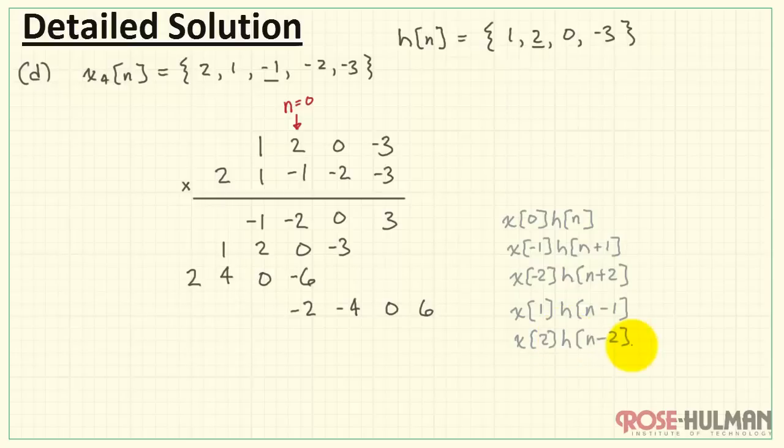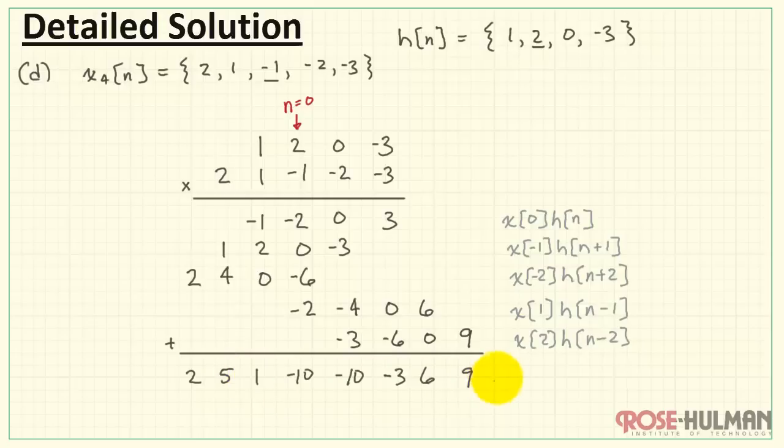Finally, we have x of 2 times h of n minus 2. So as before, do the multiplication and then take care of 1 extra shift. Now at this point we add column-wise. That gives me 2 and then 5. And I'll keep going for the remaining values. I encourage you to check these out to make sure that they match your calculations.